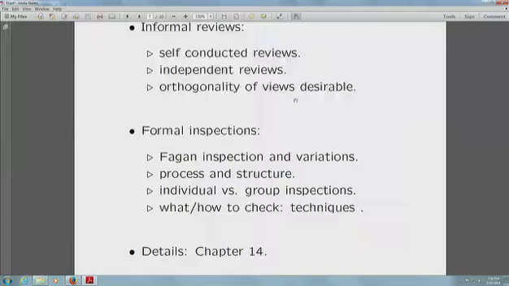According to a famous quote from Dijkstra, testing reveals the presence of defects, but not their absence. You cannot demonstrate the absence of defects by testing. It's like you cannot prove a mathematical theorem by giving a few examples. That's some evidence, but that's not a proof.